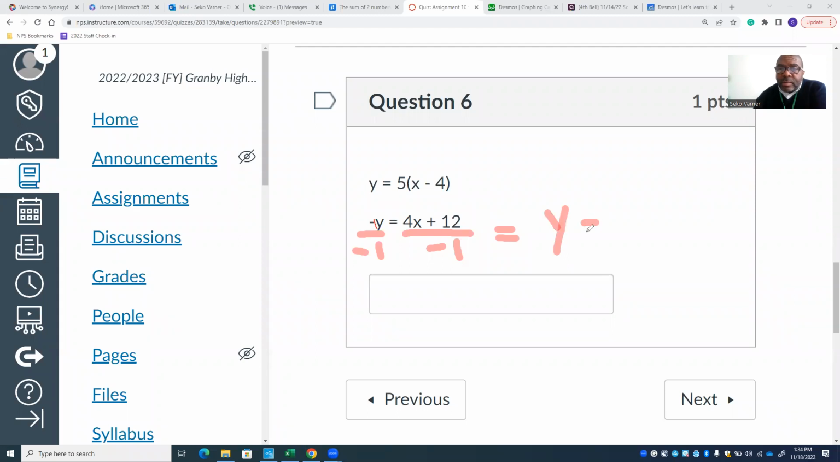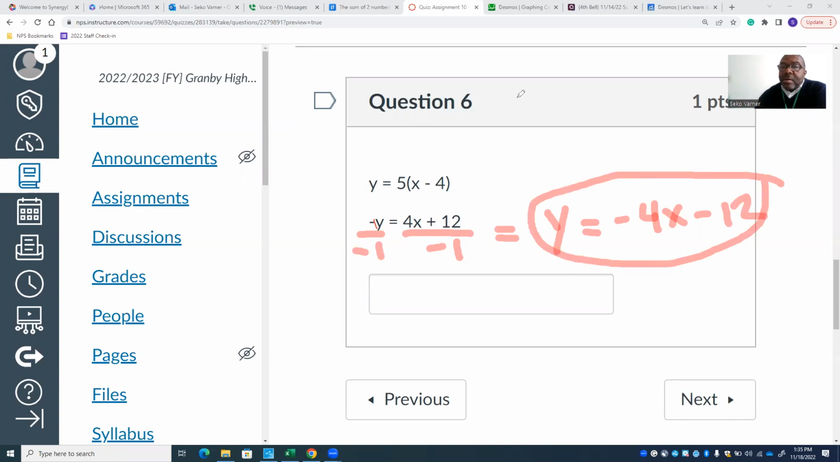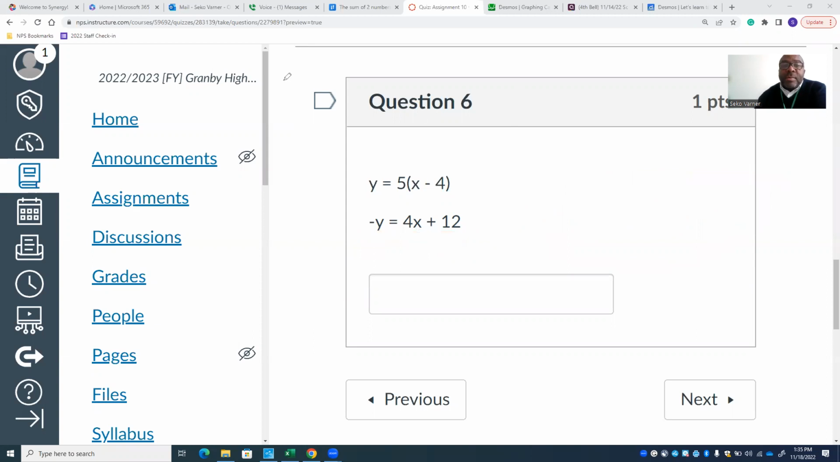Y equals, so if everything here is divided by -1, then 4 divided by -1 would give you a -4 X. Actually, it won't be a plus now. It'll be a subtraction. So this is the corrected version of this. But to be honest with you, we can leave it that way when we put it into the system, because Desmos is going to fix it for us.